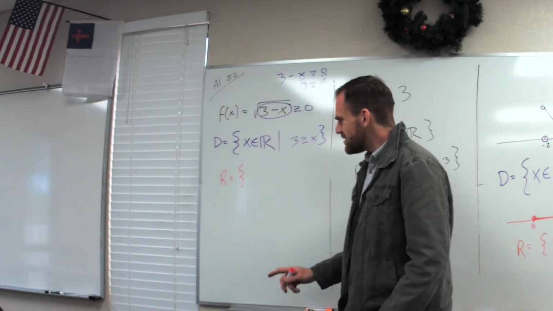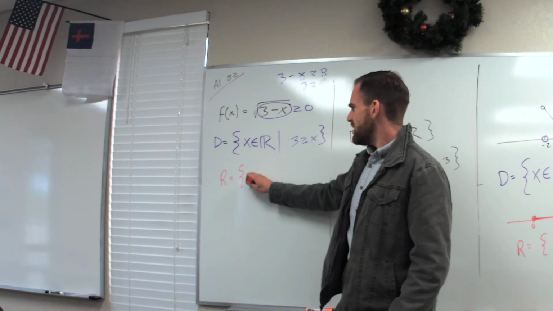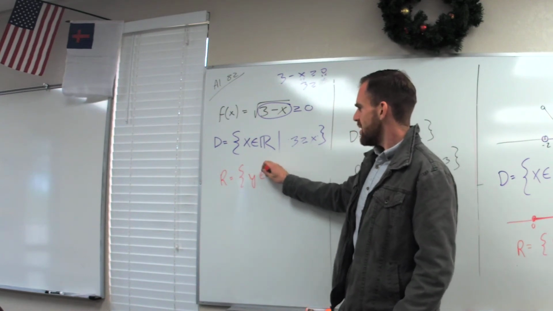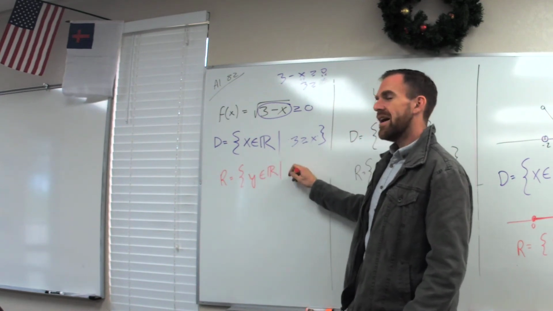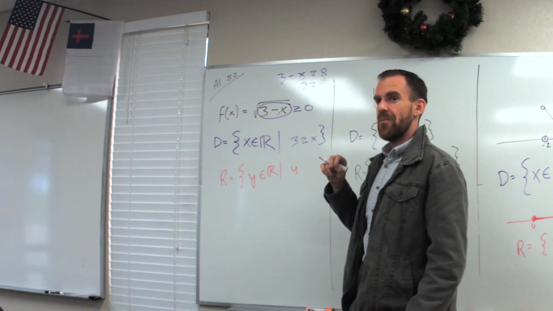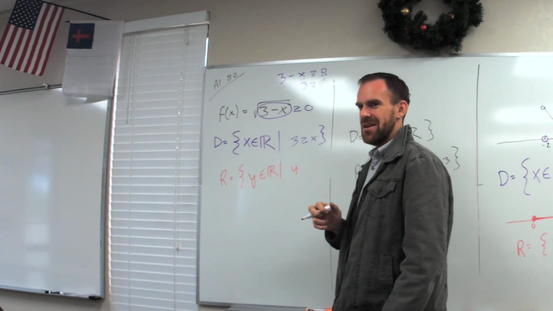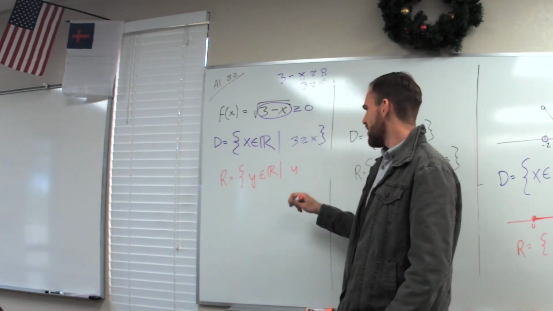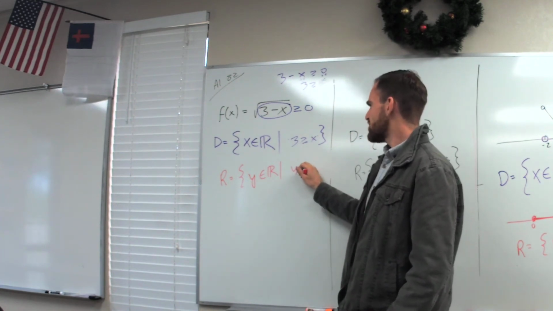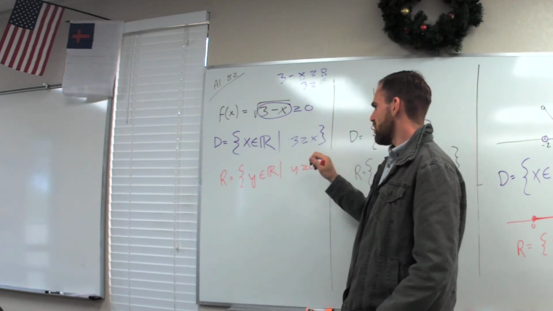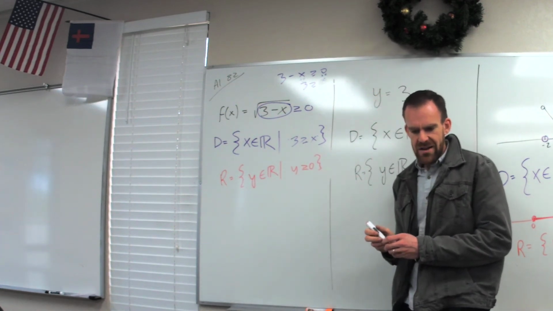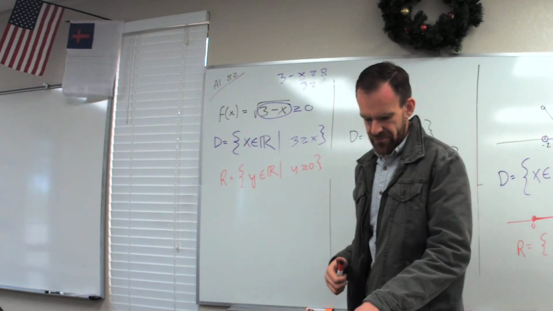So y is in the real numbers, and y is greater than or equal to 0. We're running 30 minutes on the lesson. It's supposed to take 15 minutes, so let's just get through it. For the range, y is going to be greater than or equal to 0.